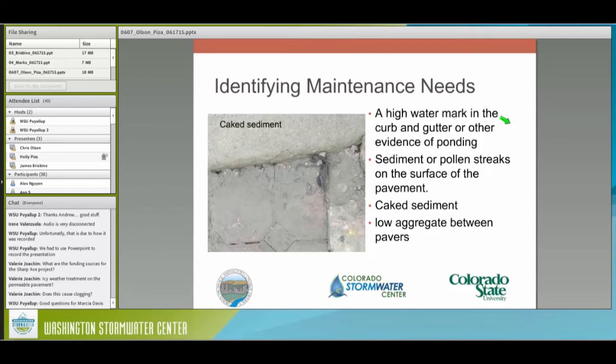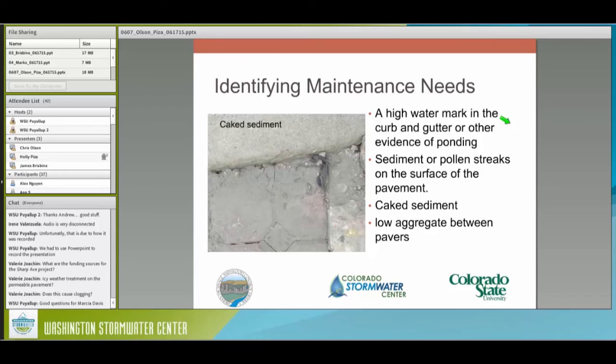Identifying when that maintenance needs to take place. And hopefully you're maintaining permeable pavement on a periodic, routine frequency. But when you see things like caked sediment on the surface, if you see a high water mark in the curb and gutter or other evidence of ponding, that typically identifies a real need for maintenance and reduction in infiltration rates. Sediment or pollen streaks on the surface of the pavement also indicate ponding on the surface.